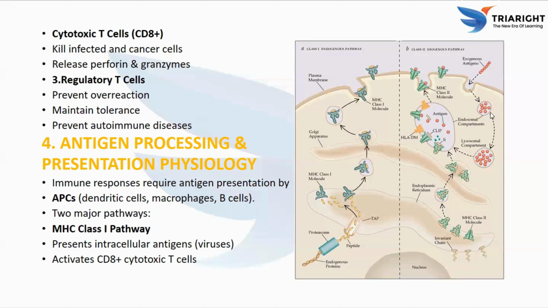So in the endosomal compartment, what happens? The invariant chain is removed by HLA-DM. So antigen peptides bind to the MHC class 2 molecule. This MHC2 peptide complex is then transported to the cell surface. And at last, helper T cells, CD4+, recognize the antigen-MHC2 complex.